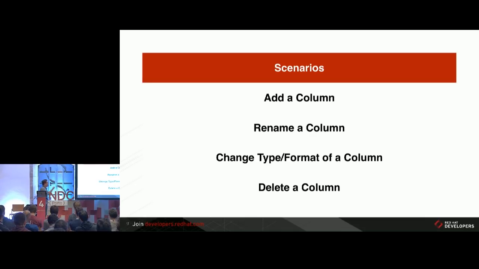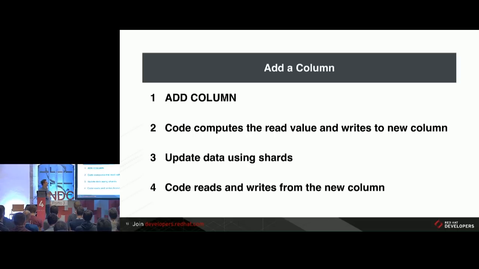Okay, so we're going to discuss very quickly, because I don't have much time, but the scenarios are: add a column, rename a column, change the type and format of a column, and delete a column. How does it work? So first scenario, add a column. You're not allowed to do alter table add column anymore. You have to do at least these four steps into production.